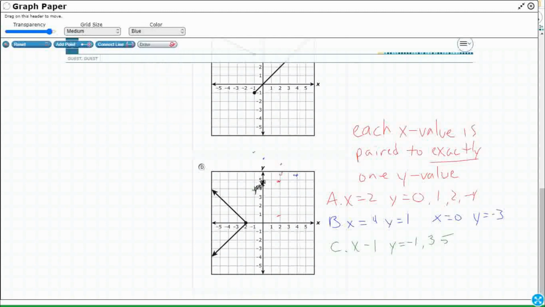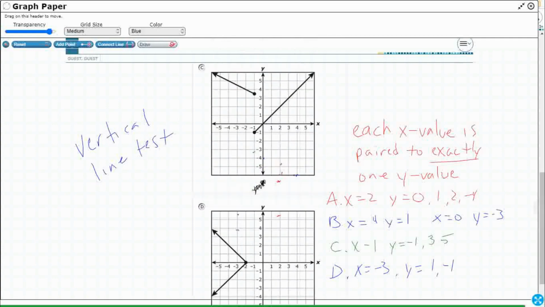So this one is going to be pretty easy to eliminate. Let's just look at 3. x equals -3. y equals, look, I've got both 1 and -1. Right? So most of the time, the easiest way to do this is what we call the vertical line test.